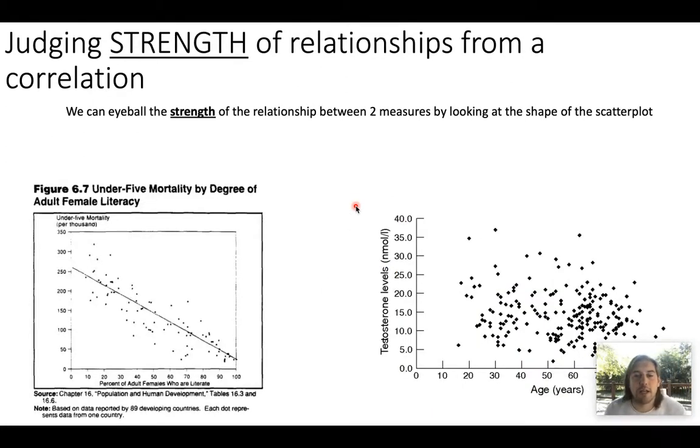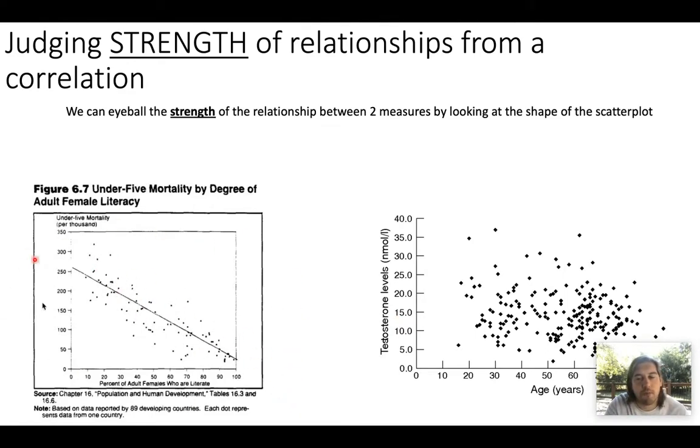So now let's focus on eyeballing strength. Here, to both the left and the right, you see two negative correlations. You see two negative associations in the scatter plots, right? As one variable decreases, the other one increases. And so we can compare these not on their relationship, because they're both negative, right? They're oriented like this.